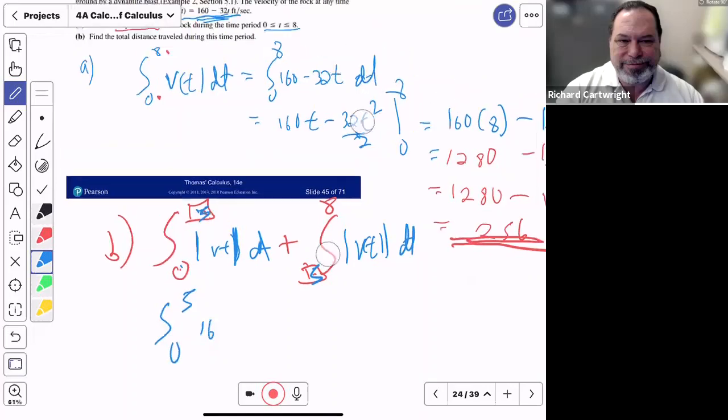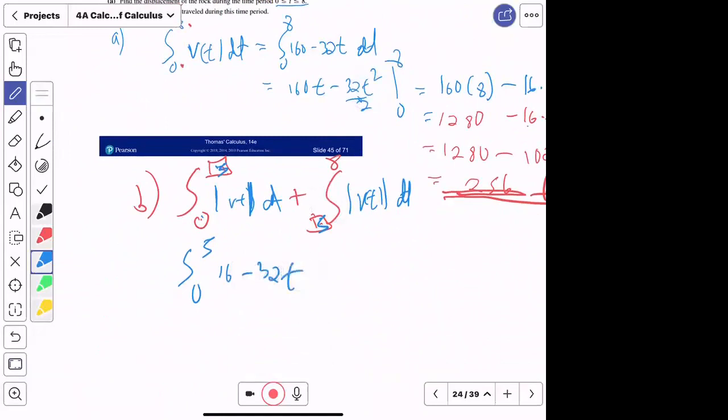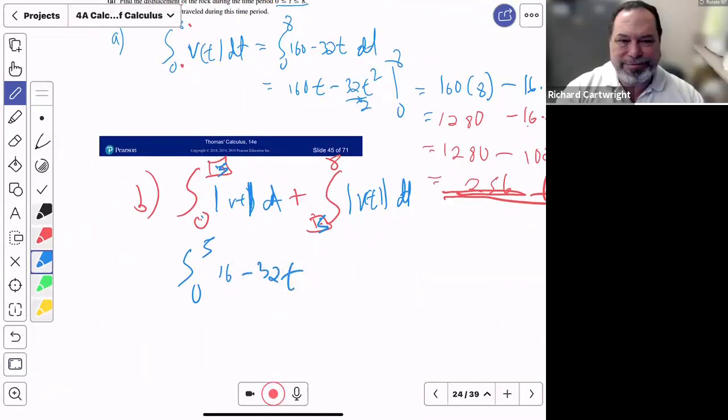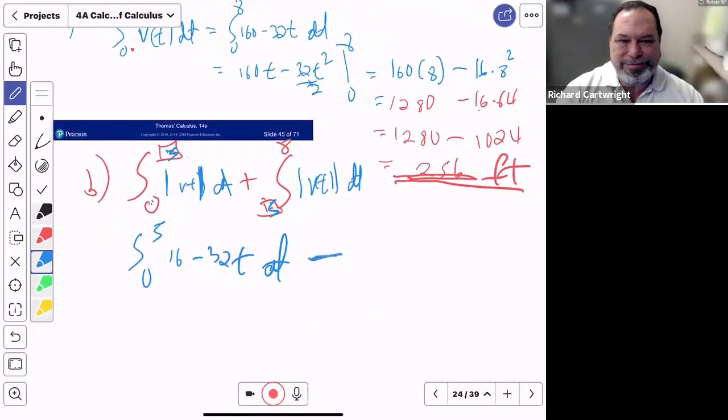Was it minus 32 or plus 32? Minus. Minus 32t dt. Minus, and the reason I'm going to go minus, let's see, what is the reason I'm going to go minus?